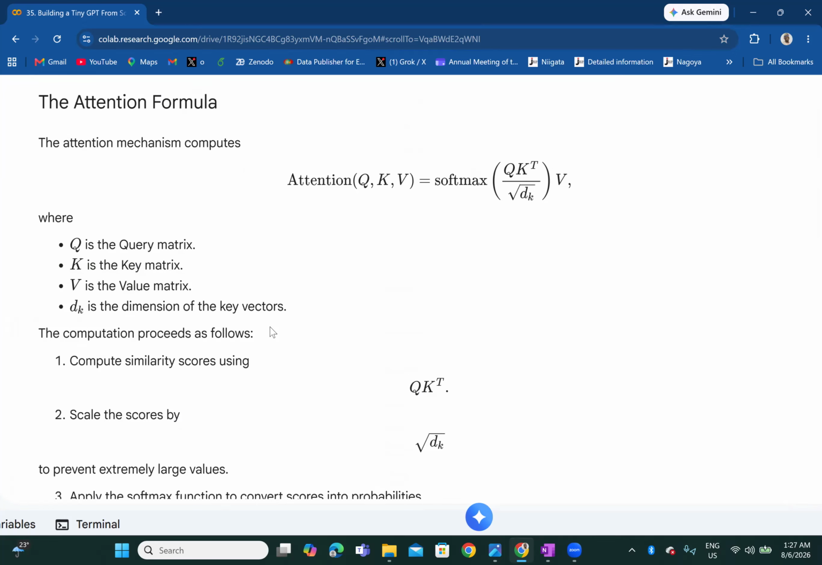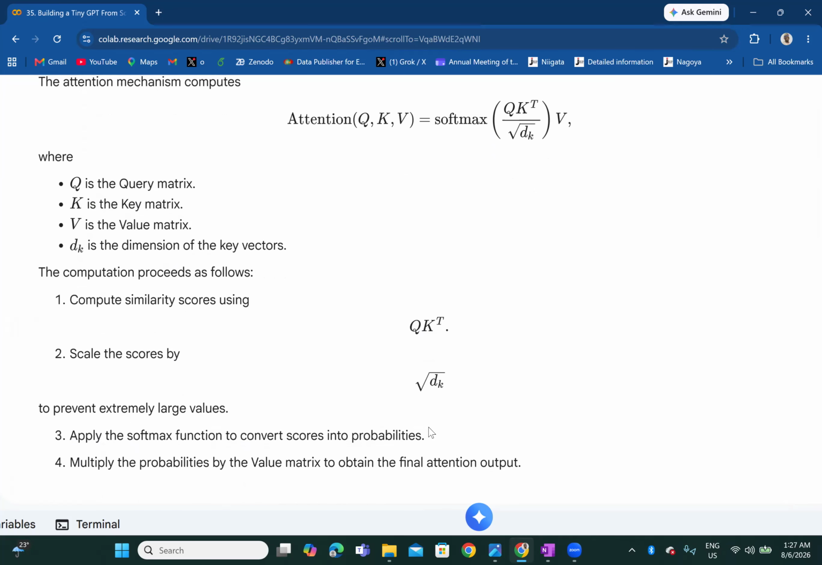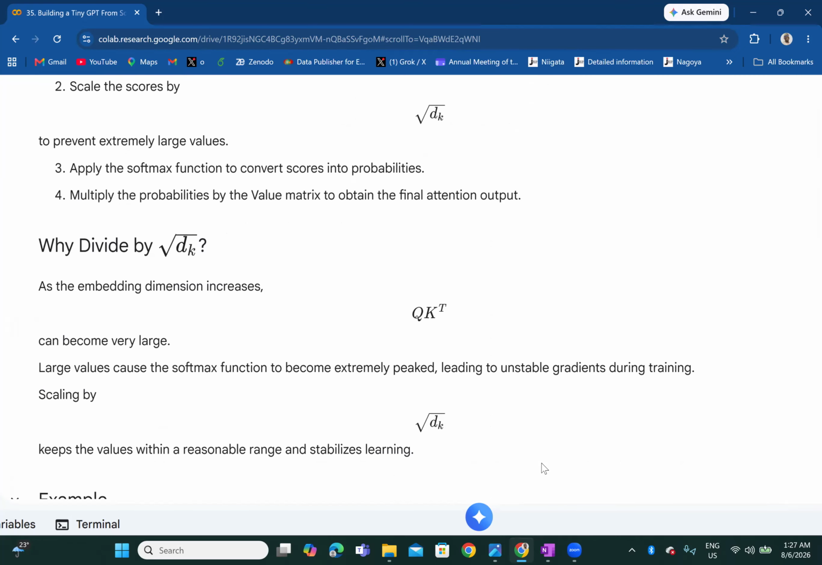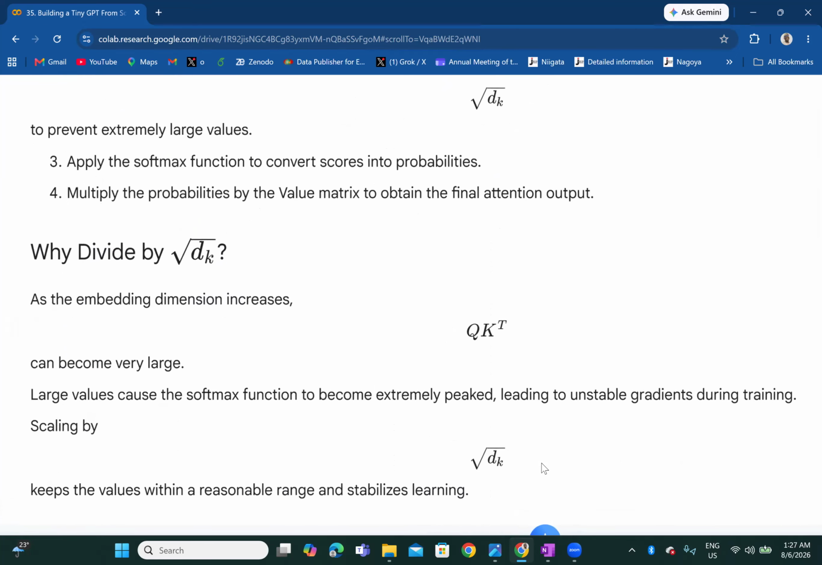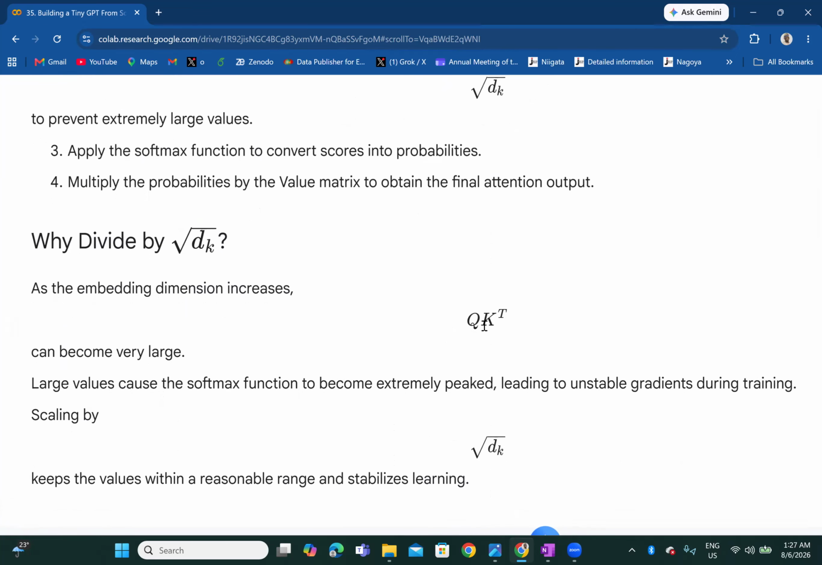The computation proceeds as follows. You compute similarity scores using QK transpose, and you scale the scores by dividing by the square root of dk to prevent extremely large values. Then you apply the softmax function to convert scores into probabilities. Multiply the probabilities by the value matrix to obtain the final attention output. That tells you the weight each token carries. Now, why divide by the square root of dk? As the embedding dimension increases, QK transpose can become very large. Large values cause the softmax function to become extremely peaked, leading to unstable gradients during training.